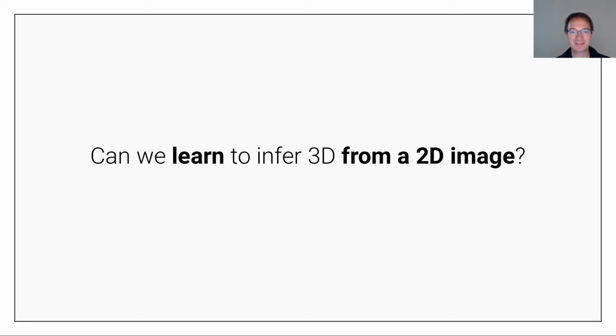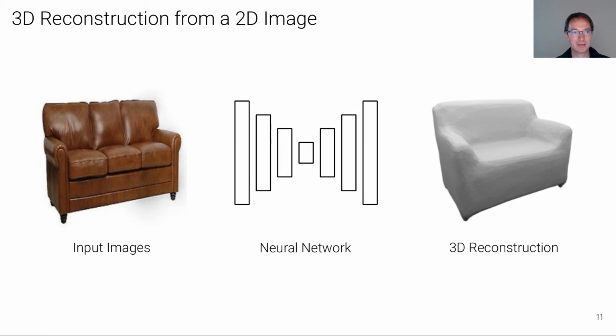So the question I would like to ask here is, can we learn to infer 3D from a 2D image as input? This is the setting that we will consider throughout most of this talk. The input is a single 2D image, and then there is a neural network that tries to predict a 3D shape representation of that object that is depicted in that single image.